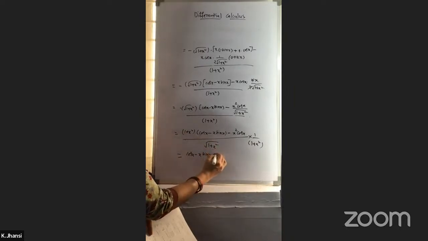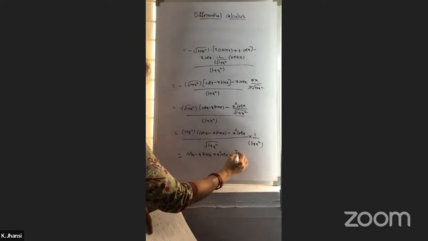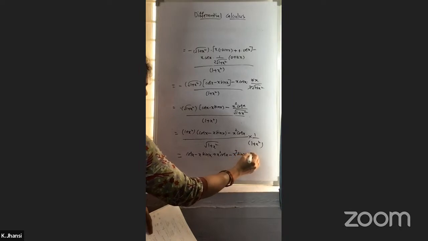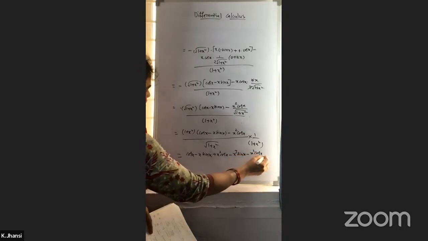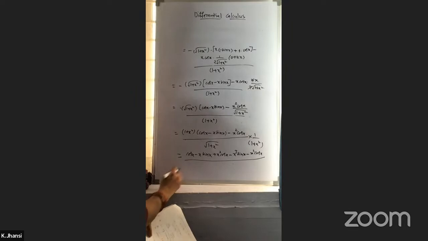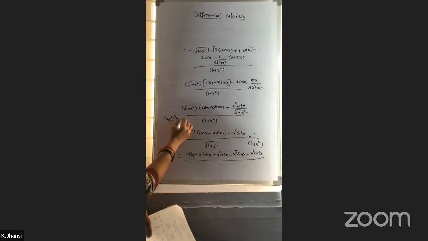Next plus x square cos x minus x cube sin x minus x square cos x by, this is root of 1 plus x square. No, you can write it as 1 plus x square to the power of 1 by 2. And here 1 plus x square is there into 1 plus x square.